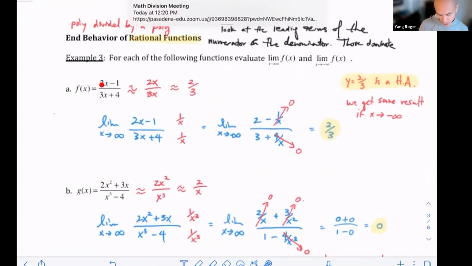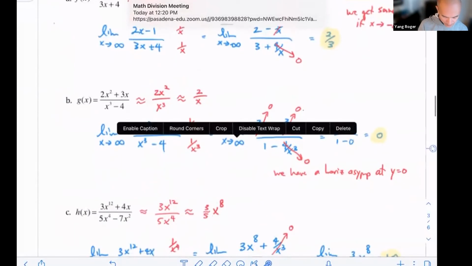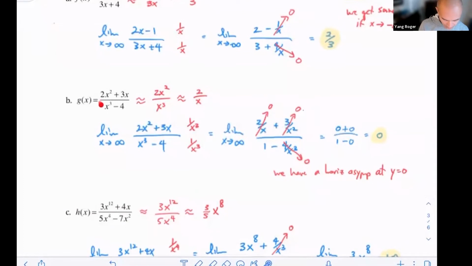I would say in general, you could look at the leading term of the numerator and the denominator. So I had showed you in a previous example, you multiply by 1 over the highest power in the denominator. Here's another example of this. If I look at this example, the leading term is really 2x squared over x cubed. So this basically behaves like this function. So I multiply top and bottom by the highest power in the denominator. I get a 0 as the horizontal asymptote.